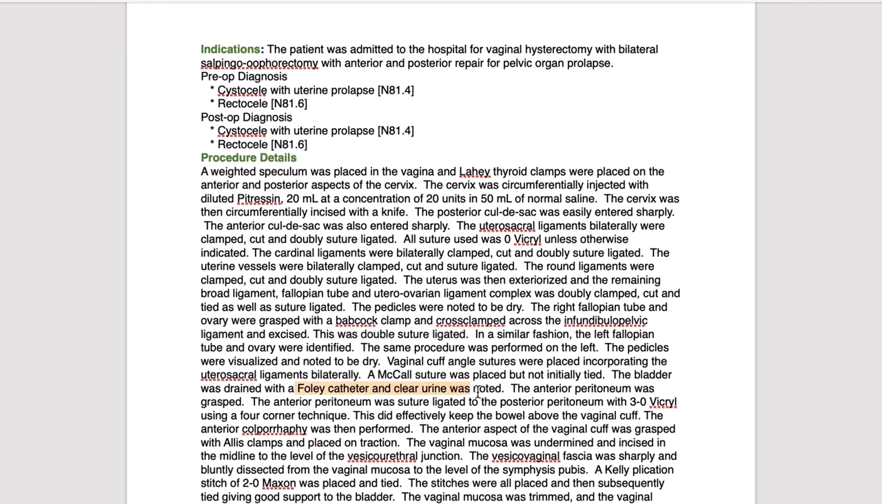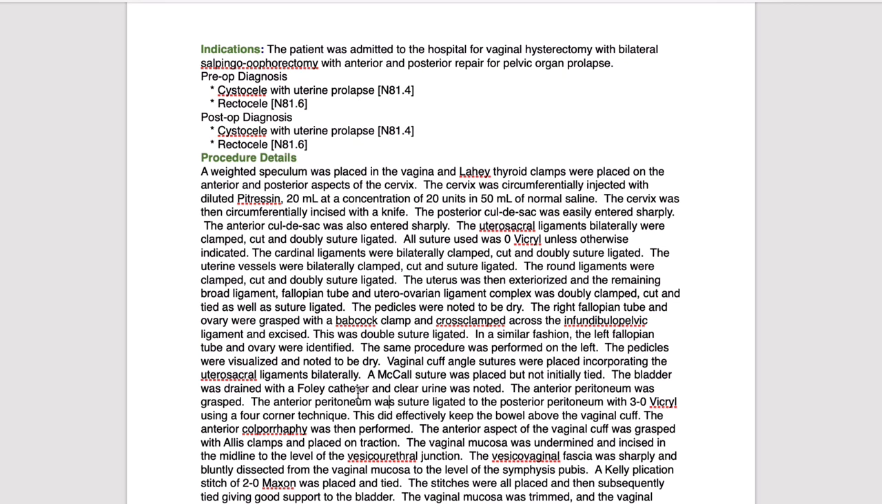Foley catheter and clear urine was noted. The anterior peritoneum was grasped. The anterior peritoneum was suture ligated to the posterior peritoneum. And let me see. This did effectively keep the bowel above the vaginal cuff. And then it says the anterior colporrhaphy was then performed. So we are done with the vaginal hysterectomy at this point.